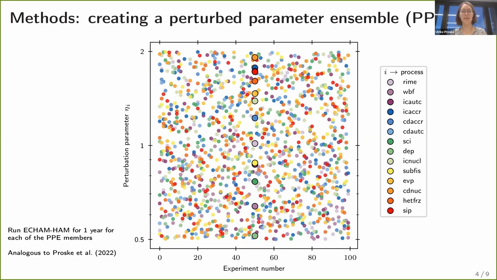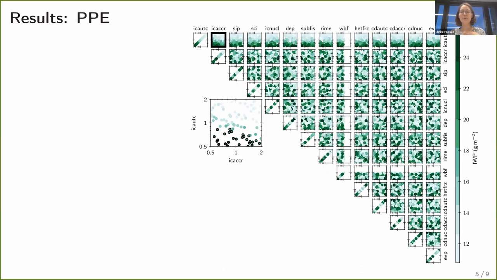This is also done using Latin hypercube sampling. It's an extension to earlier work where we just had four processes. Now it's really the whole scheme. We've seen this before in different presentations. In our case, one variable of interest would be the global annual mean ice water path. We see on the X and Y axes the 14 different processes that we're looking at and how the ice water path responds to perturbations in these processes.